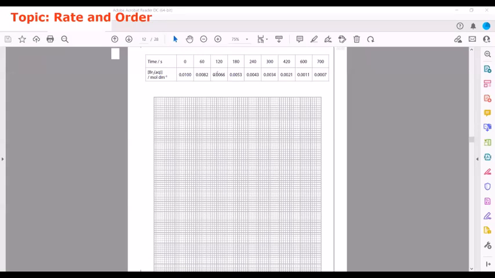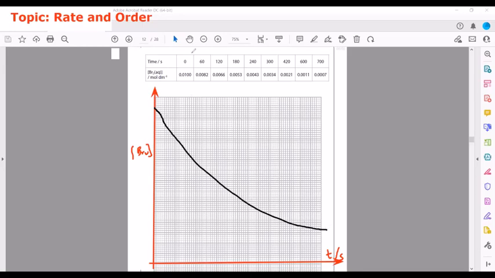This is the table given, and using this table, the concentration of bromine will be on the y-axis, and the time interval will be on the x-axis. And we'll plot a graph, we'll label the axes, time on the x-axis and concentration on the y-axis. After labeling the axes, we'll plot a graph using the values and identify whether it is first order or, because if it's a curve, it means that it will be either first or second order. If it's a straight line, it means it will be zero order.